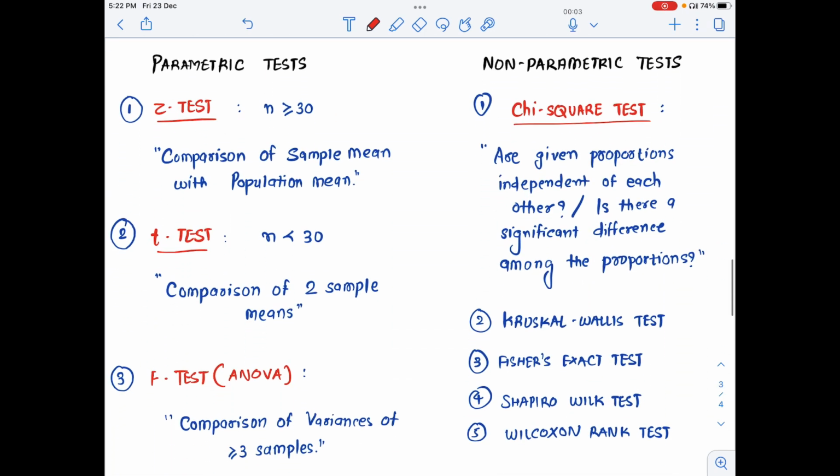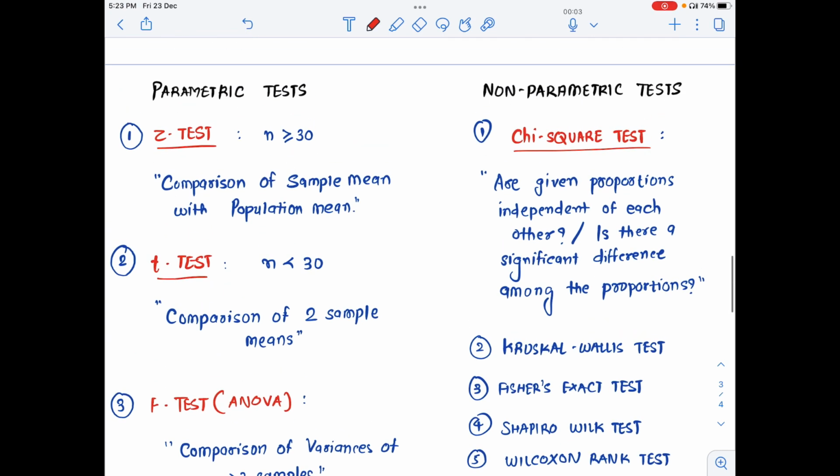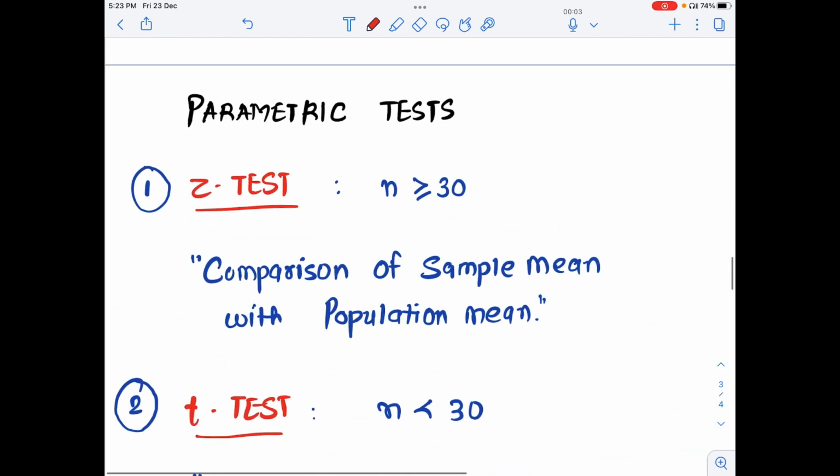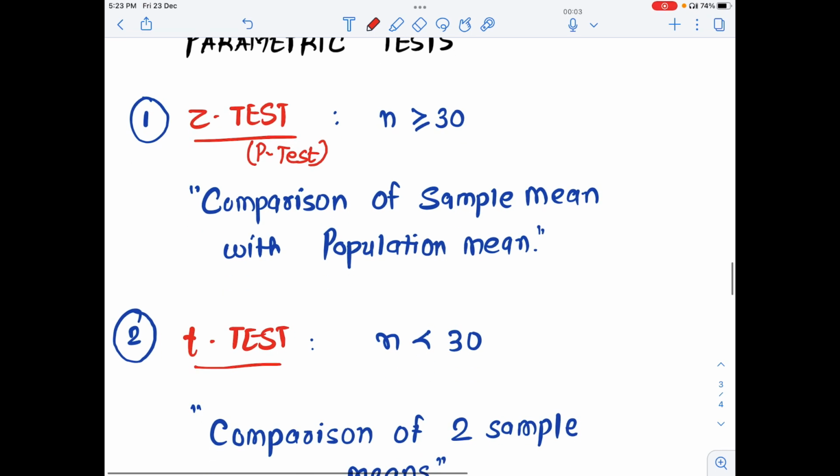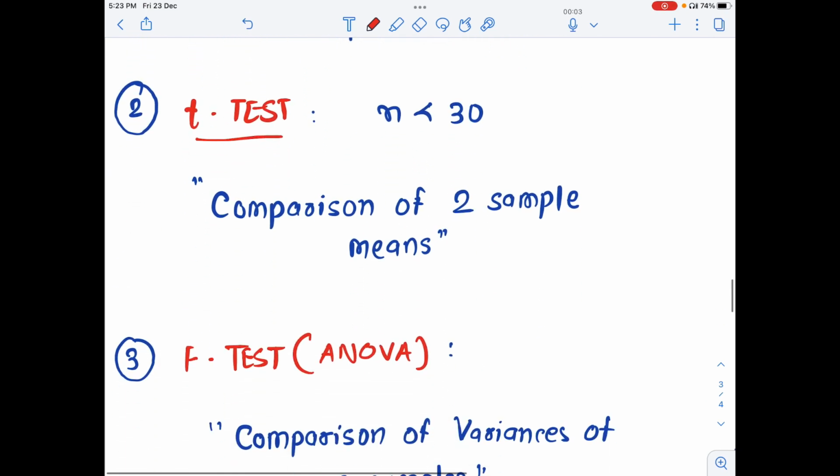Next we have types of parametric tests and non-parametric tests. So first of all, we'll take a look at parametric tests. If you have a sample size of more than 30, then you will use the Z test. It is also called the P test. We will see how to calculate Z value and P value in subsequent lectures, but for now, comparison of sample mean with that of population mean is when we will use the Z test. We will also see what is sample mean and what is population mean and examples of it in the video itself. Second is the T test.